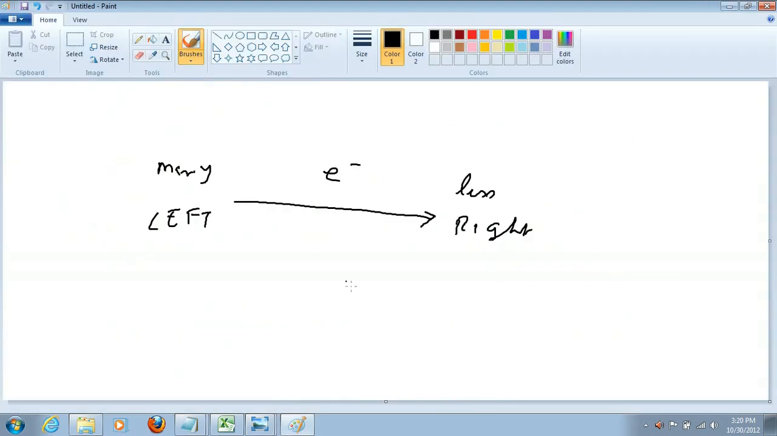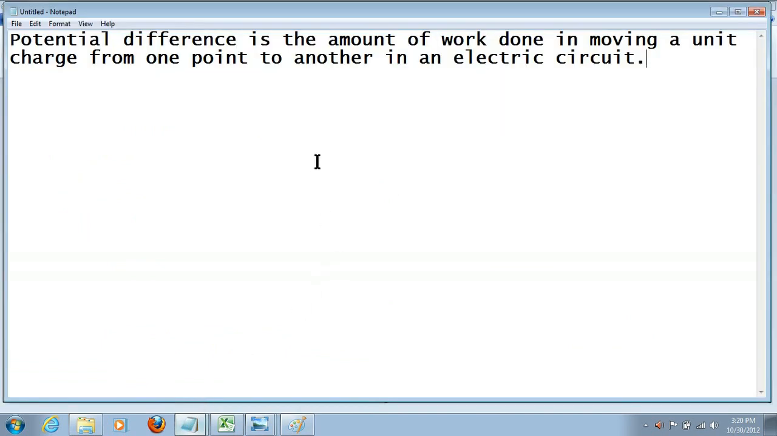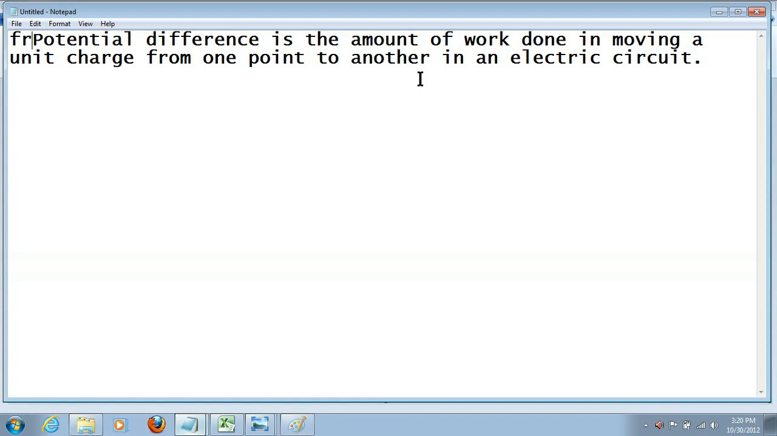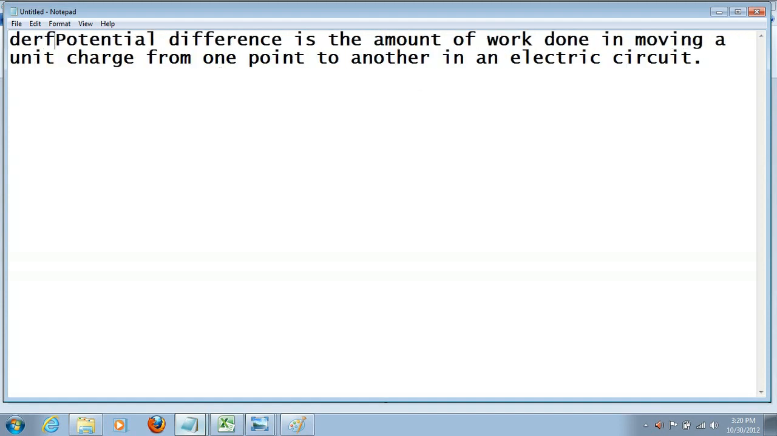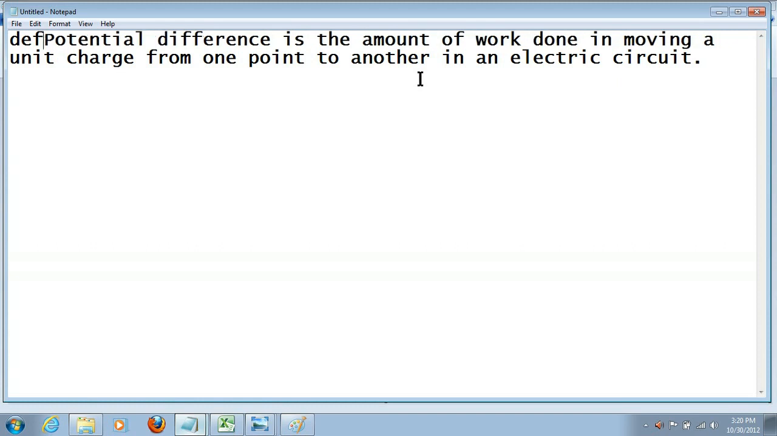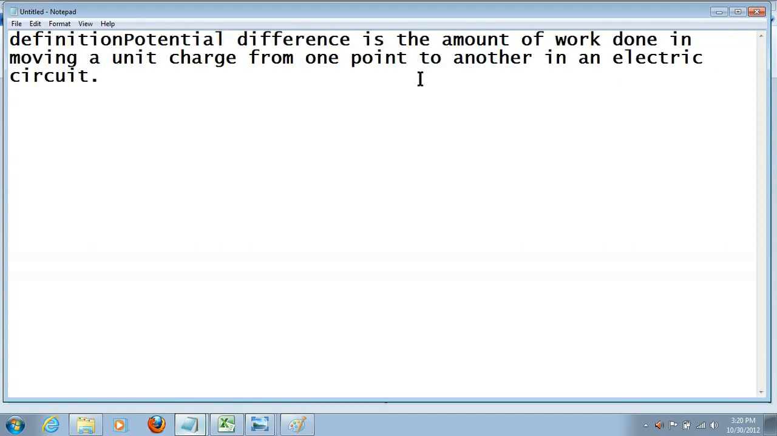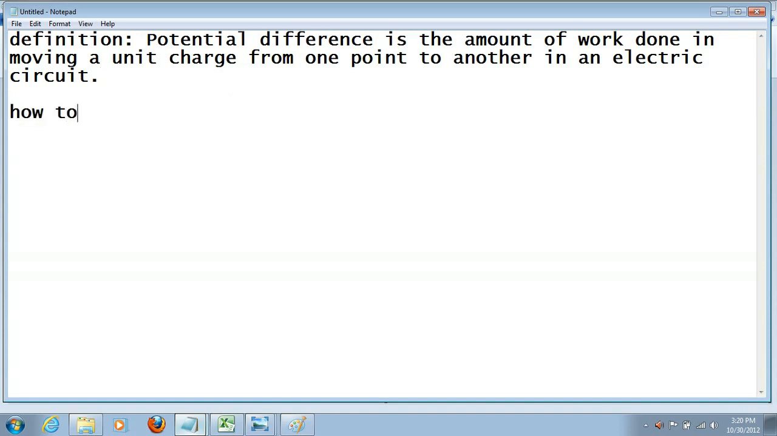Now let us continue where we left off in the last tutorial. We have been discussing potential difference. Definition wise, a potential difference is the amount of work done in moving a unit charge from one point to another in an electric circuit. So potential difference is nothing but the amount of work done in moving a unit of electric charge, because when you move an electric charge, you are moving against an electric field, because like charges always repel, so you have to do some work, and that is the potential difference.